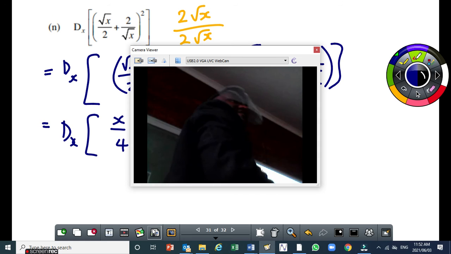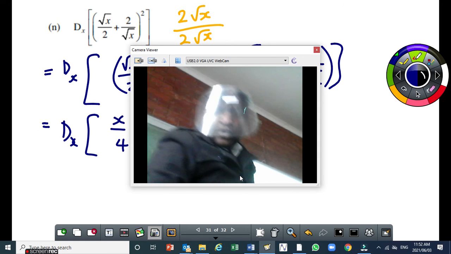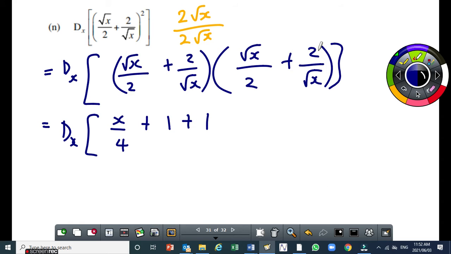Your knowledge of sets and exponents is required. Then 2 over square root of x times 2 over square root of x. Now this is interesting. You get 4 over x. Then you close the bracket.